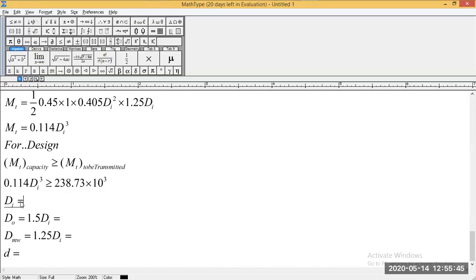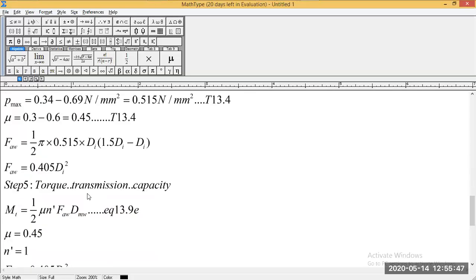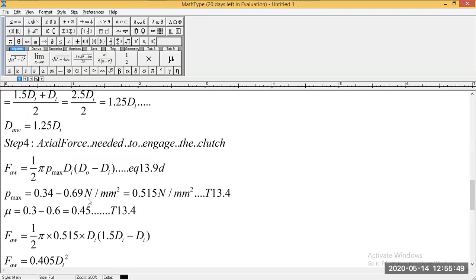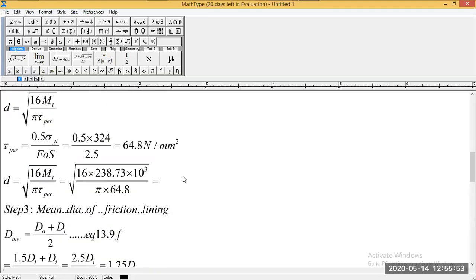So internal diameter, anybody? Let's find out. I'll go for this. This was still required to be found. Diameter of shaft, that is 16 times 238.73 E3 over 5 times 64.8. So square root of this answer is 136.